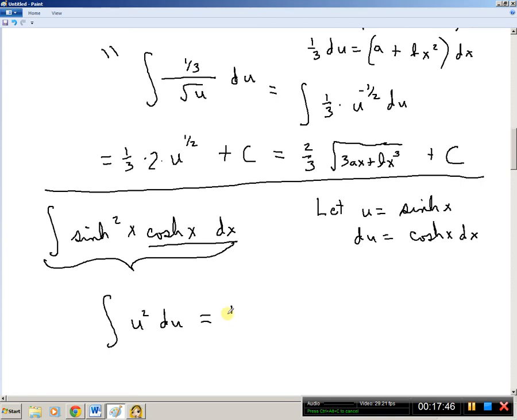This is just going to be a simple antiderivative. The antiderivative of u squared is 1/3 u cubed plus a constant. And then you finally just substitute back in what u was. U was sinh of x. So this is sinh x cubed. So I can go there with the cube plus a constant. And that's it.